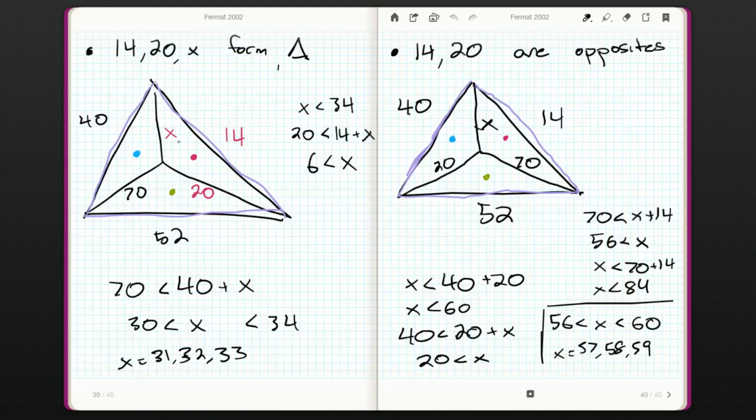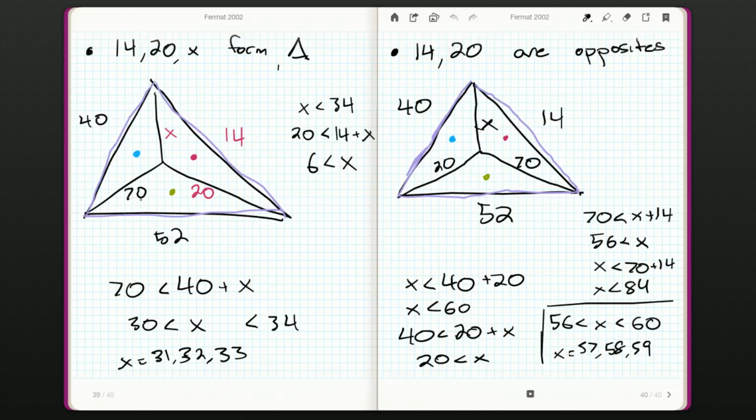And then we said, okay, let's try and place some other numbers. We tried to place 70, and we realized pretty quickly 70's got to be opposite 14. 14 and 70 won't form a triangle unless they've got that x in between them. So 14 is opposite 70. We actually worked that out. We tried to place 70 anywhere else, and it didn't work.